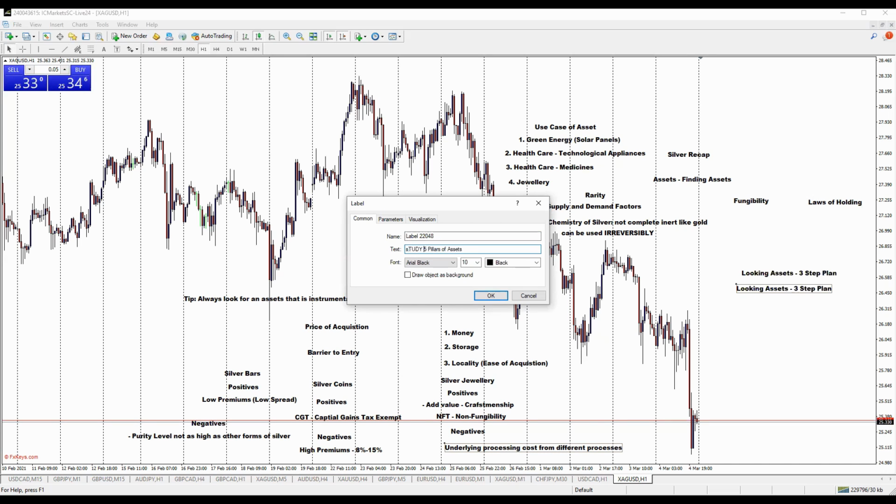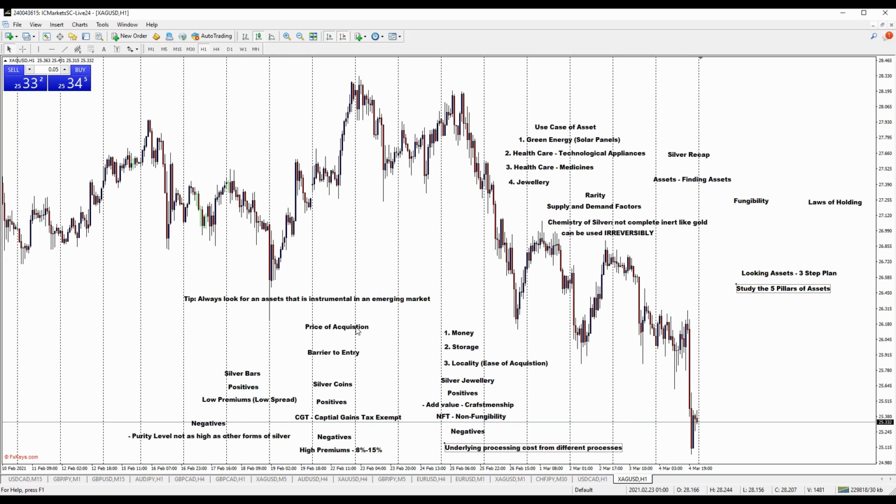Study the 5 pillars of assets. Okay. So we have the 5 pillars: the price of acquisition, use case of the asset, rarity, fungibility, and the laws of holding. Those are the 5 things.